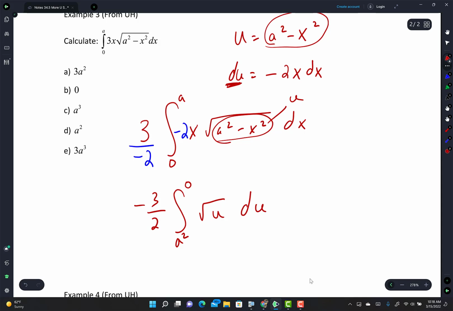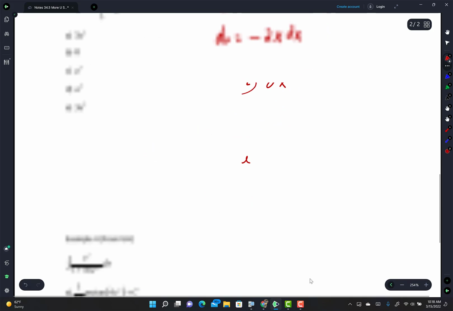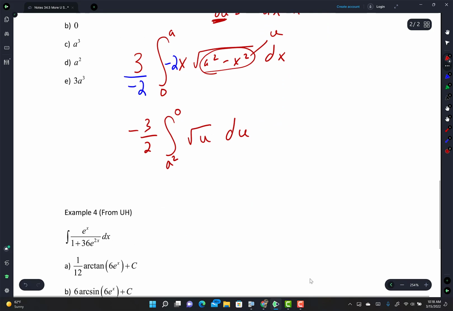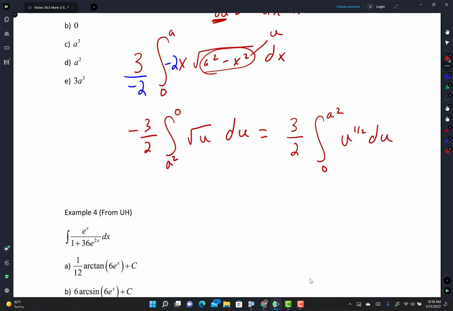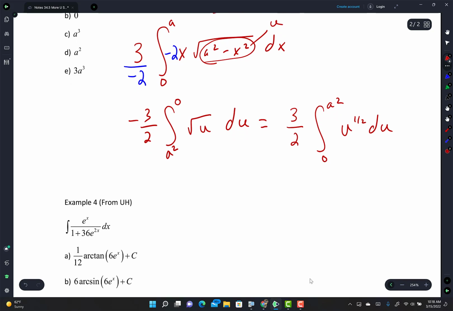Perfect. And this is just begging for me to flip my limits again. Do you guys see that? You have an a squared in the bottom and a 0 on the top. So let's flip it. When I flip it, it turns into what in the front? Positive. And I'm going to rewrite it as u to the half. Are we still okay? And now we're done with calculus. We just do arithmetic. Well, one little step of calculus.